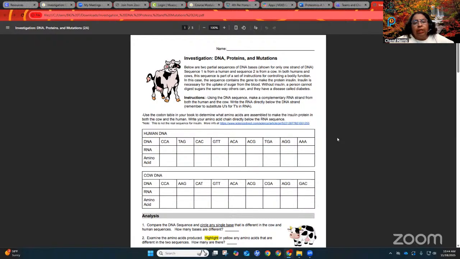Okay, so what you have, and we're going to use this box to answer some of the other questions. So we have to fill this box in first before these two boxes before we go on to the other parts. All right, so below you have two partial sequences of DNA bases. Sequence 1 is for a human and sequence 2 is for a cow. Both humans and cows in this sequence are part of the instruction for controlling a bodily function. In this case, the sequence contains the gene for the protein insulin. So what they're trying to say is both cows and humans need insulin.